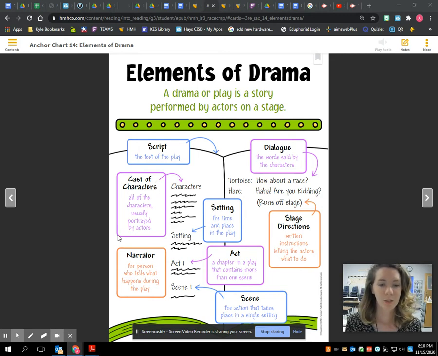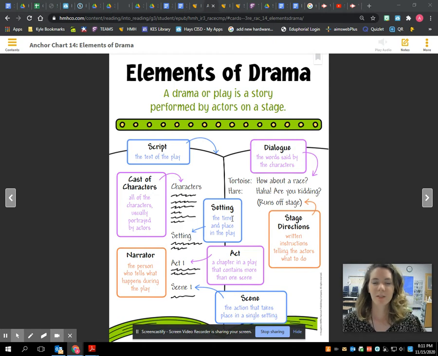All right, the narrator is similar to other stories that we have read. The narrator is the role who's going to set the setting. Where are we? When is this? How are our characters feeling before a certain scene starts? So the narrator is the person who tells what happens during the play. Okay?